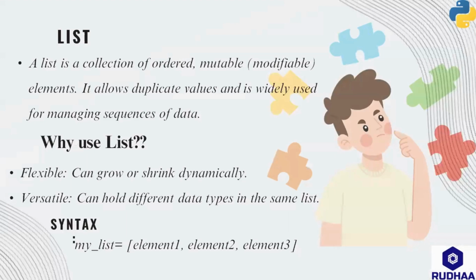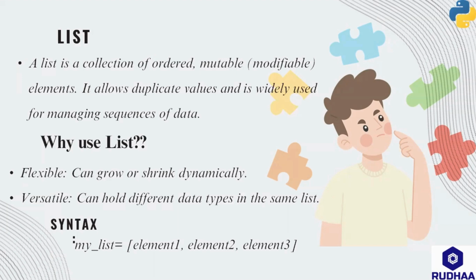So a list is a collection of ordered, mutable elements. Here, mutable means modifiable. So you can modify the value of the list. That is, a list is a collection of elements, and you can modify the elements present in the list at any time. That is called mutable. And ordered, so it is also an ordered list. So a list is a collection of ordered, modifiable elements.